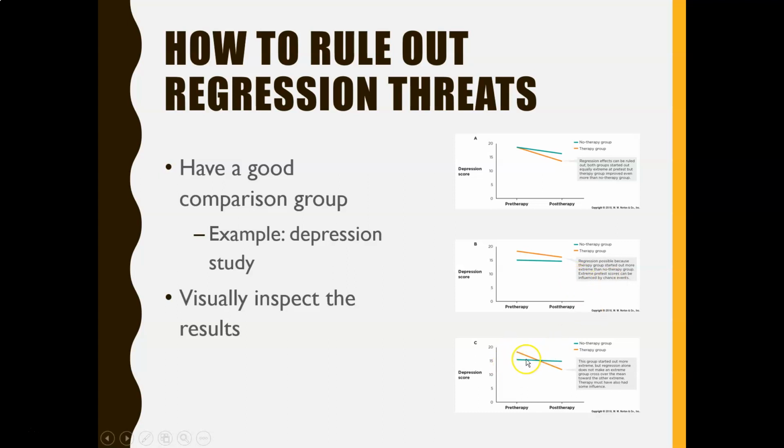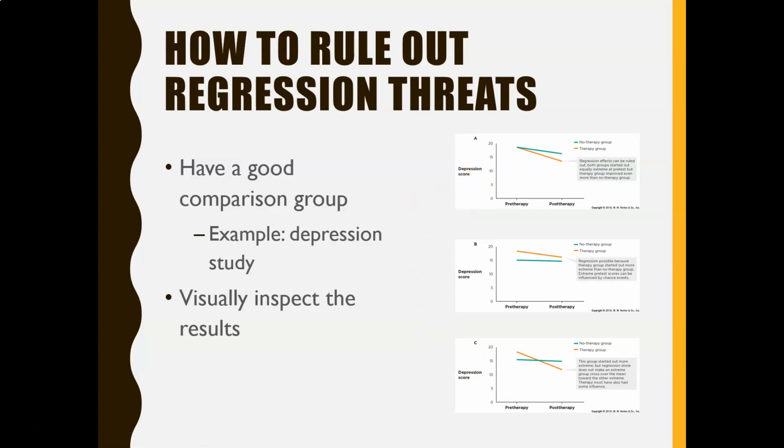Now, here we get a crossover. They're different when they start with our therapy group actually being more extreme than our no therapy group. But the no therapy group stays at the same level, but our therapy group reduces their depression even further. So even though our therapy group started out more extreme, this regression to the mean would not cause a crossover. So because of this, therapy must have had some type of influence. So in both of these cases, if we see data that looks like this, this would suggest that this intervention is working.